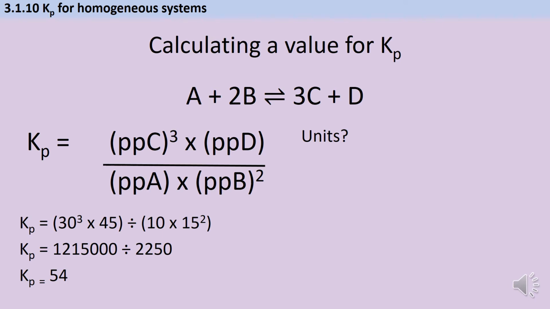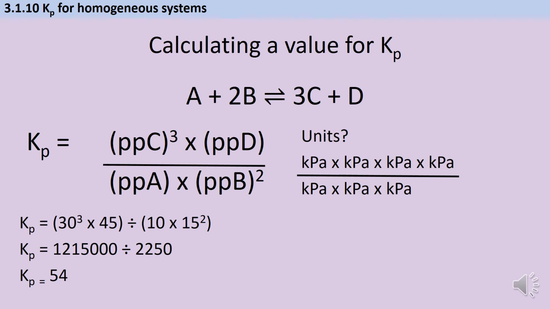Here, all of our partial pressures were given in kilopascals. So the top of my fraction corresponds to 4 lots of kilopascals multiplied by each other, and the bottom of my fraction has 3 sets of kilopascals. So these ones cancel out, these ones cancel out, and these ones cancel out. And that means that for this particular Kp expression, my units are going to be kilopascals.